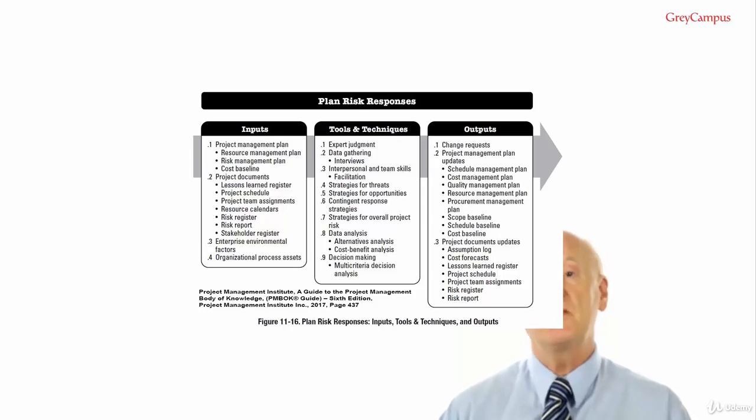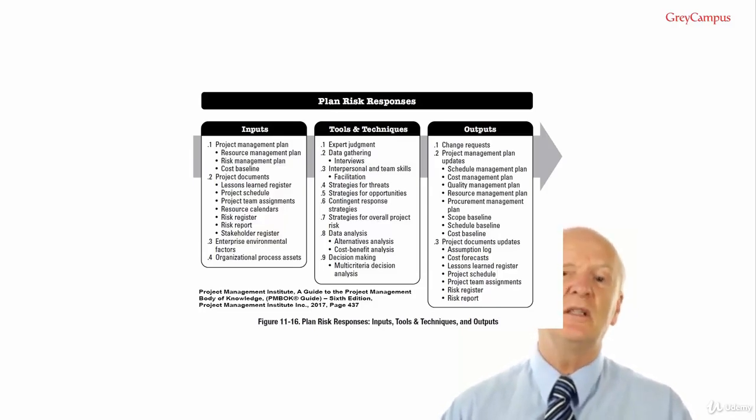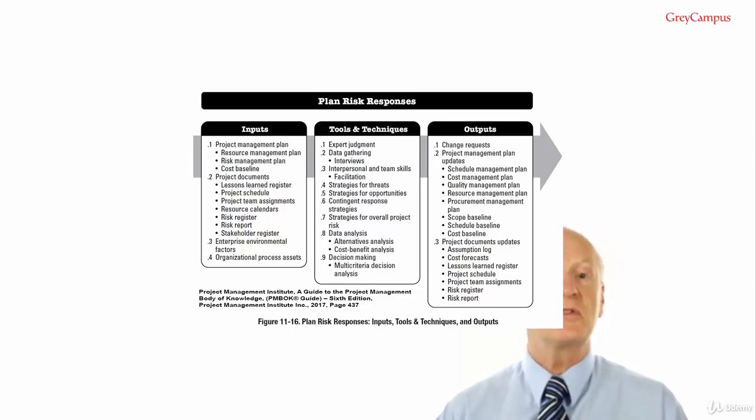Input number 3, enterprise environmental factors, would include the risk appetite and risk thresholds of key stakeholders. Number 4 is the organizational process assets, which would include the templates for risk management plan, risk register and the risk report, historical databases and lessons learned repositories from similar projects. Plan risk responses tools and techniques.